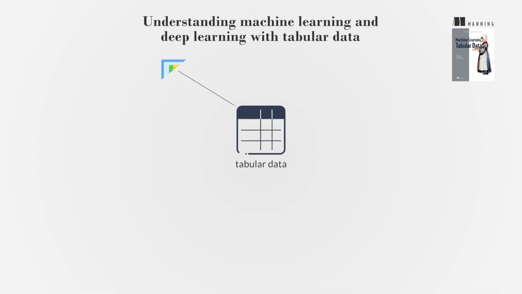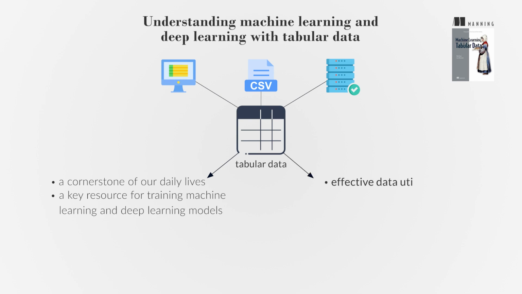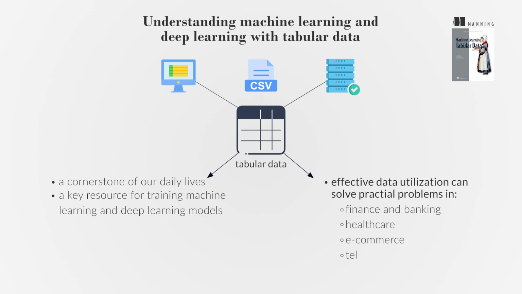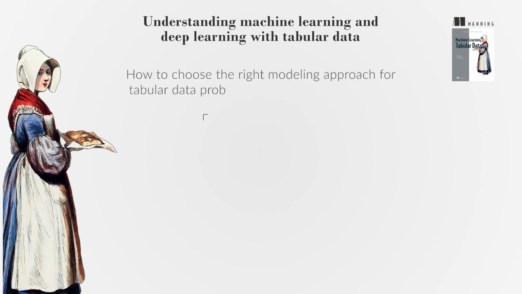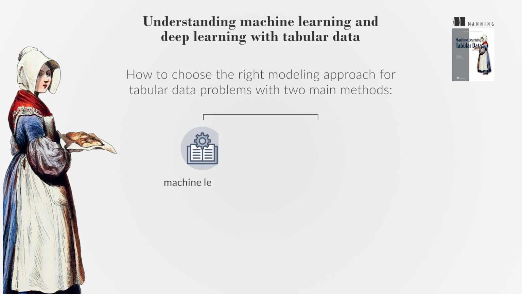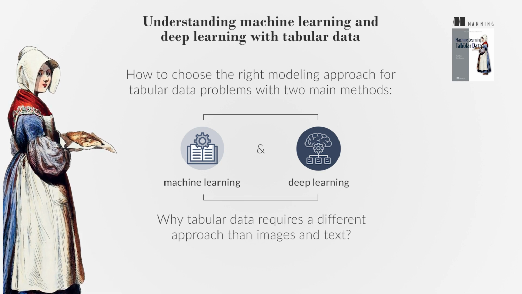Tabular data, commonly found in spreadsheets, CSV files, and databases, is a cornerstone of our daily lives and a key resource for training machine learning and deep learning models. Utilizing this data effectively can solve practical problems in various fields, such as finance and banking, healthcare, e-commerce, telecommunications, and manufacturing. This book shows you how to choose the right modeling approach for tabular data problems, introducing two main methods: machine learning and deep learning. We also discuss why tabular data requires a different approach than other data types, such as images and text.